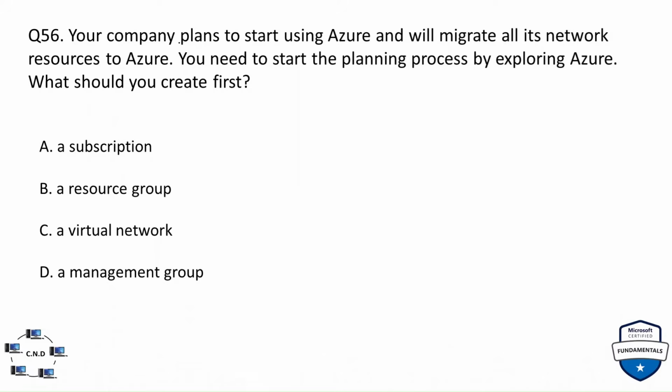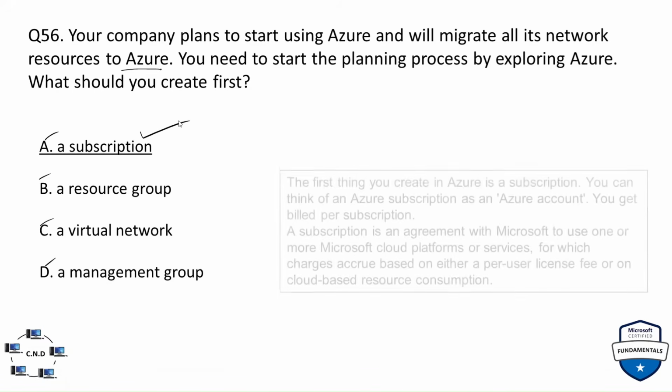Question number 56 is that your company plans to start using Azure and will migrate all its network resources to Azure. You need to start the planning process by exploring Azure. What should you create first? And the options are A, a subscription, B, a resource group, C, a virtual network, and D, a management network. And the correct option is A, subscription.